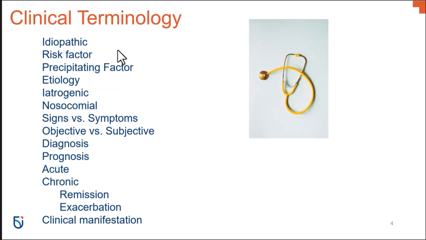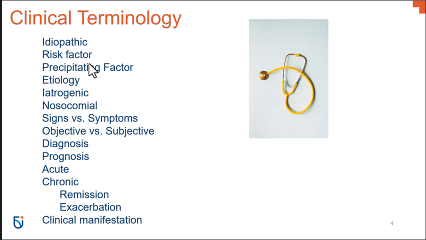Starting with the term idiopathic. Idiopathic means that there is no identifiable cause for something. An example would be primary hypertension, so high blood pressure that can't be explained by anything else. Sometimes when you don't know the cause, you would expect that it would potentially make treatment more difficult because you don't know what you're correcting for. So again, an idiopathic condition or disease is one that has no identifiable cause.